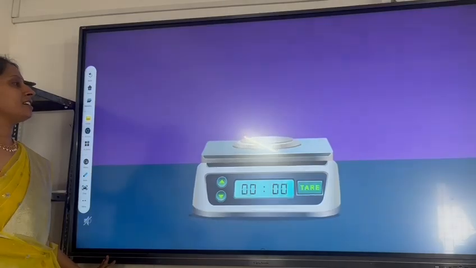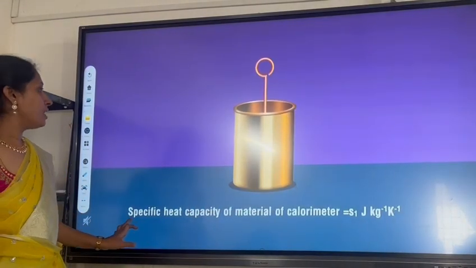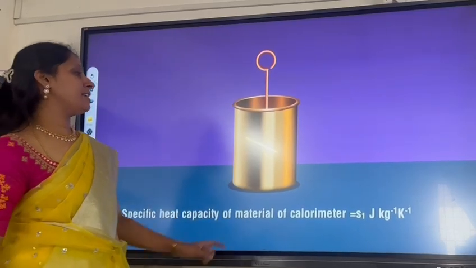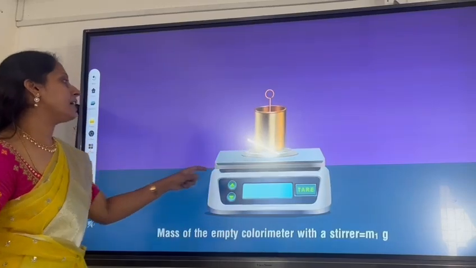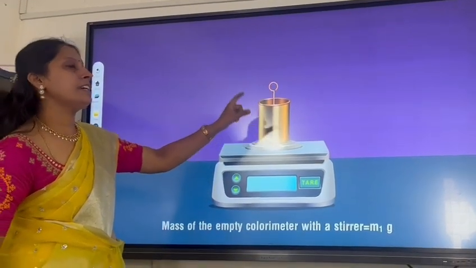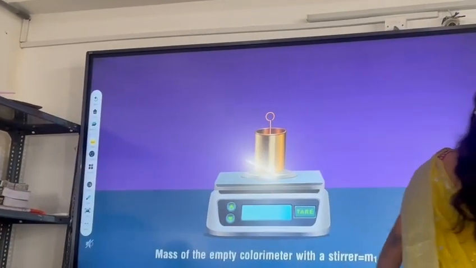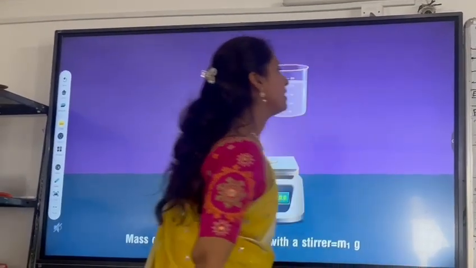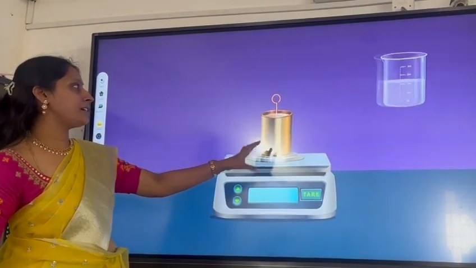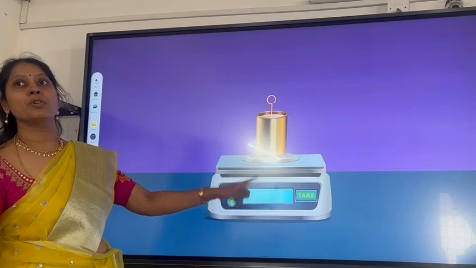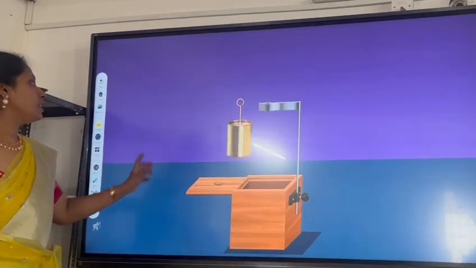Next, the procedure. First set the weighing machine to zero error. Next, the specific heat capacity of the material of the calorimeter is S1. Weigh the calorimeter with the stirrer, that is M1 grams. Now pour the water into the calorimeter and weigh it, that is M2. So the water weight is equal to how much? M2 minus M1.